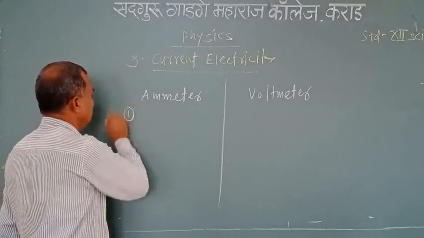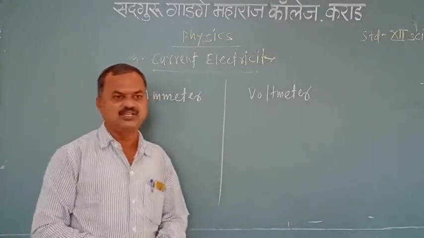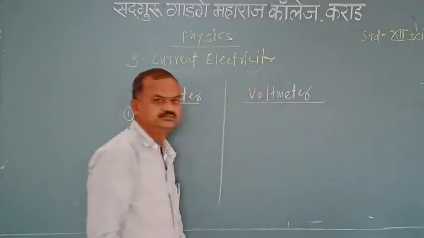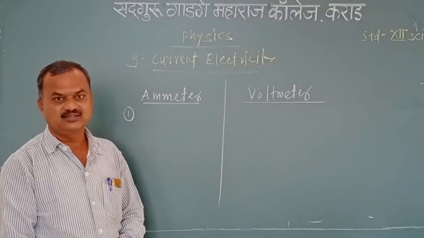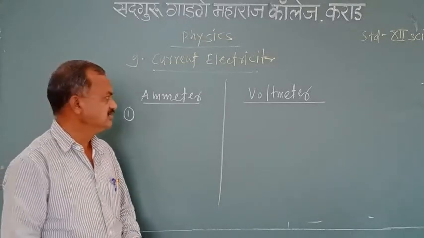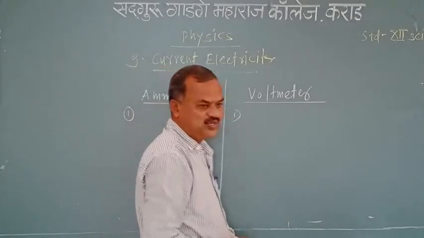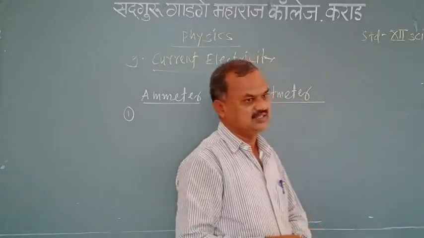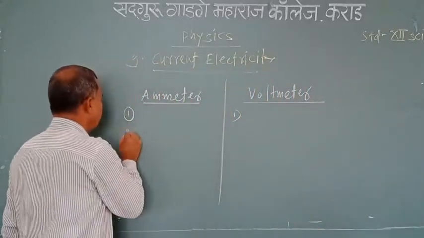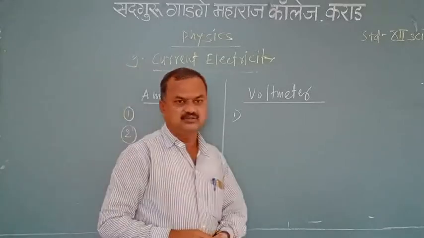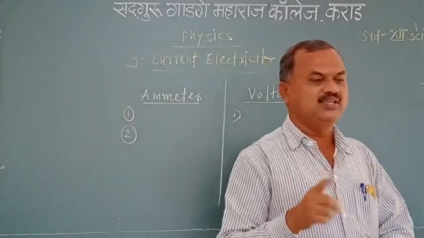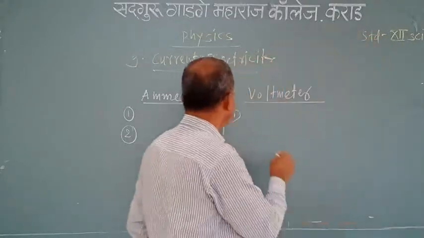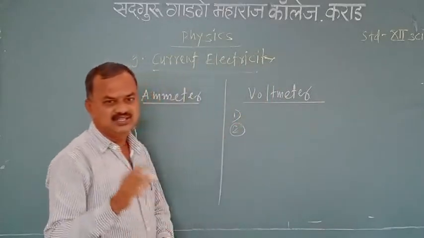First point regarding the comparison of ammeter and voltmeter. An ammeter measures current, electric current in an electric circuit. Similarly, a voltmeter measures potential difference across any circuit element in an electrical circuit. Second point, an ammeter is always connected in series within that circuit, while a voltmeter is always connected in parallel across that circuit element.